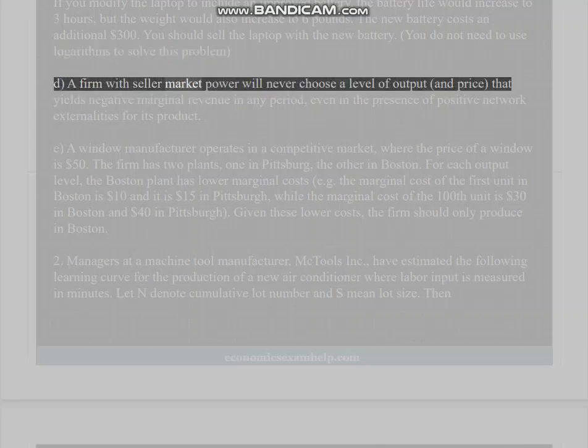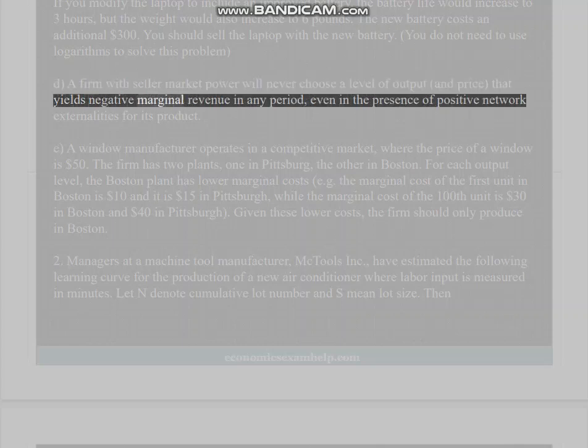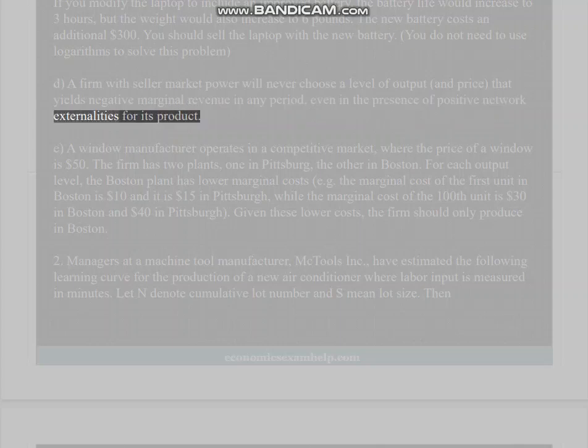D. A firm with seller market power will never choose a level of output and price that yields negative marginal revenue in any period, even in the presence of positive network externalities for its product.